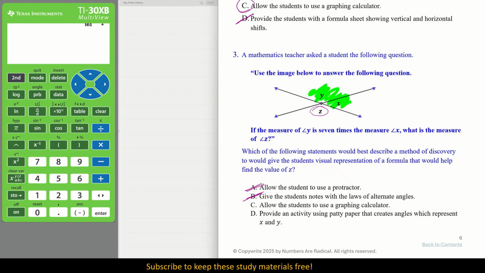Well, that'd be great if they had a formula to put in it. And so obviously that doesn't help. So hopefully D's what we need. Provide an activity using patty paper that creates angles which represent x and y. That I agree with. And there is an activity out there. You can look these up on YouTube. They exist.